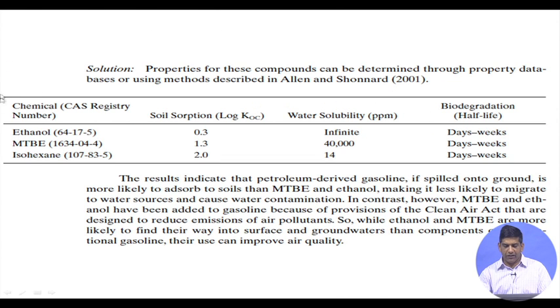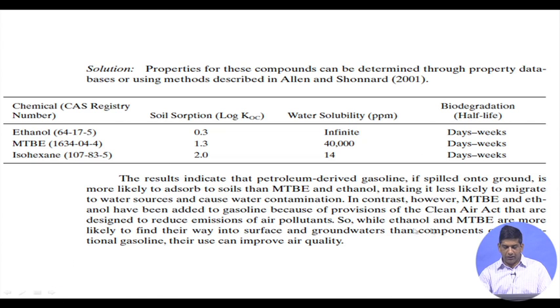Based on this data, since the soil sorption is given to us, we will know that the higher the soil sorption, the more will be the concentration in the soil phase. The more the water solubility, the more chances it has to go into the water phase. And in terms of biodegradation, if it's quicker, that means things will degrade faster. If it has a longer half-life, it will take a long time to degrade.